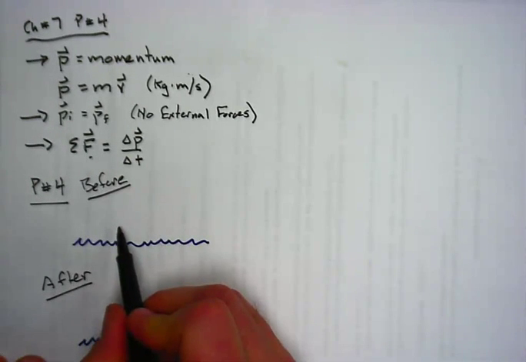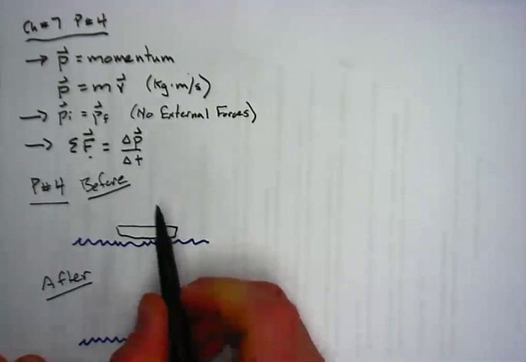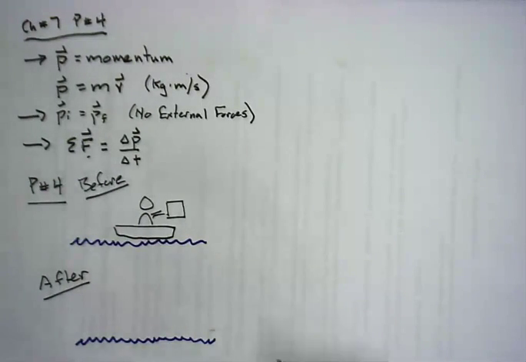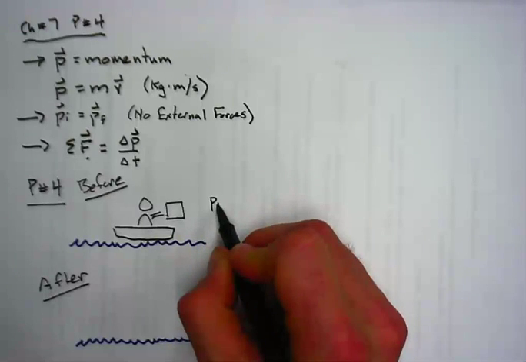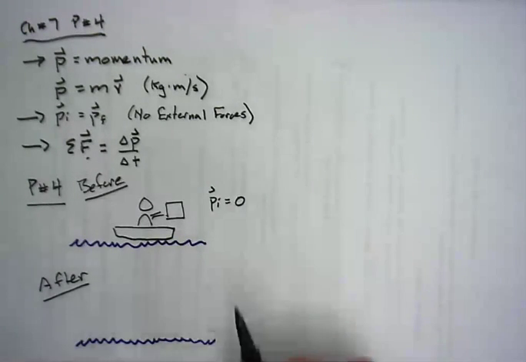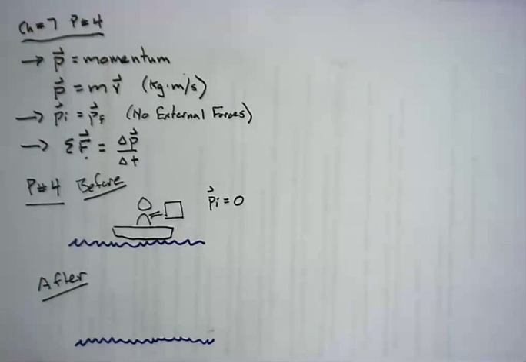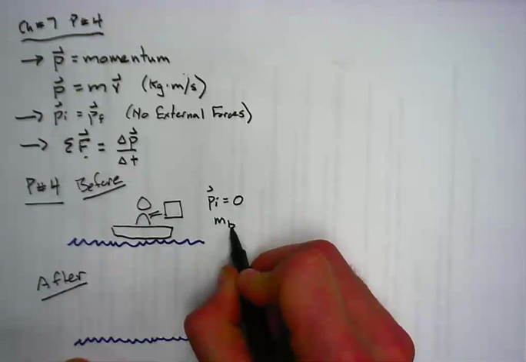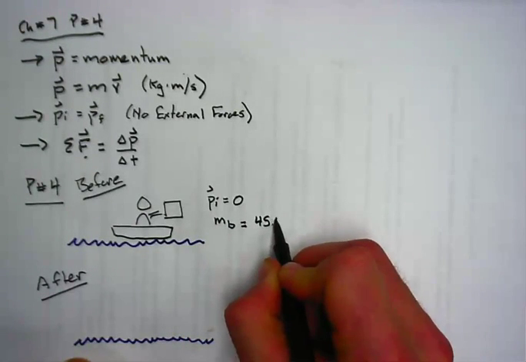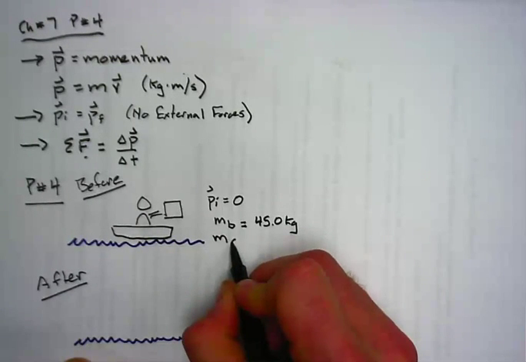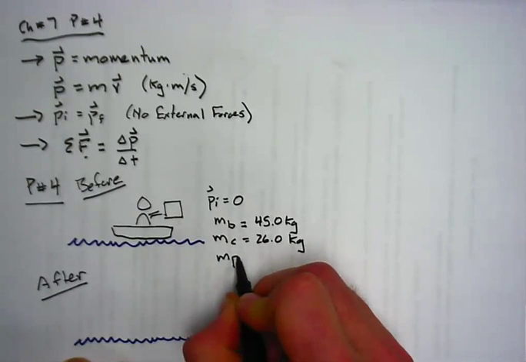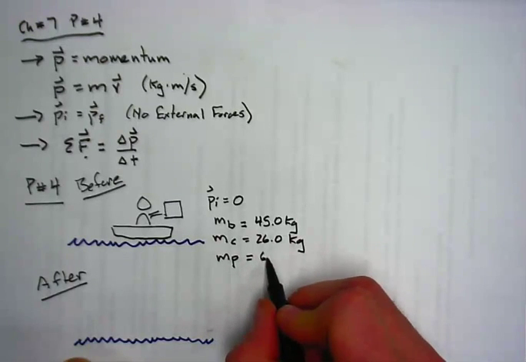All right, so before, I have a system at rest, and it's a boat with a child in it, and the child is holding a package. So really, the before is not very interesting. The initial momentum of my system is 0. The boat, the child, the box, they're all sitting at rest. But let's define some things here. The problem tells me that the mass of my boat is 45 kilograms. The mass of the child is 26 kilograms, and the mass of this package is 6.40 kilograms.